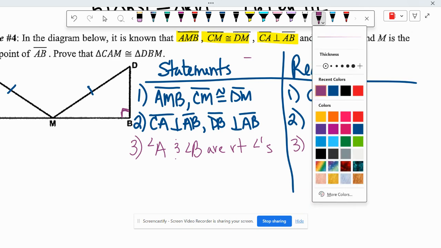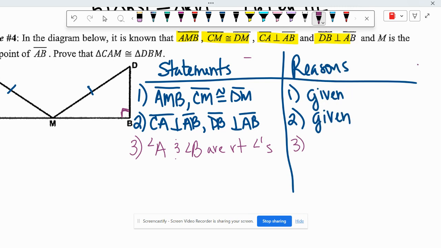What makes right angles? That's perpendicular lines. Perpendicular lines make right angles. Very good. Perpendicular lines make right angles. That's what we want to say first.